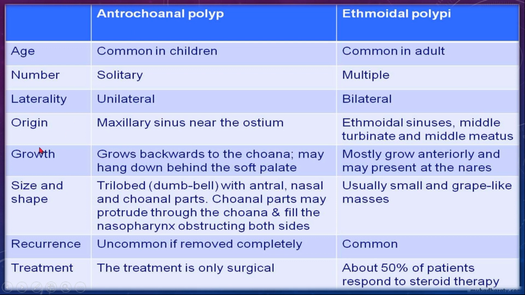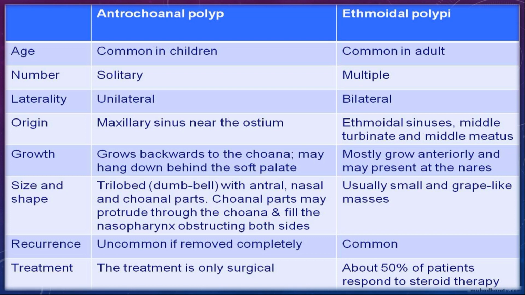Antrochoanal polyp size and shape: trilobed, dumbbell shape with antral, nasal and choanal parts. Choanal parts may protrude through the choana and fill the nasopharynx, obstructing both sides. And the ethmoidal polyps are usually small, grape-like masses. Recurrence is uncommon if removed completely for antrochoanal polyp, and recurrence is common in ethmoidal polyps. Treatment is only surgical in antrochoanal polyp, and about 50% of patients respond to steroid therapy in ethmoidal polyps.